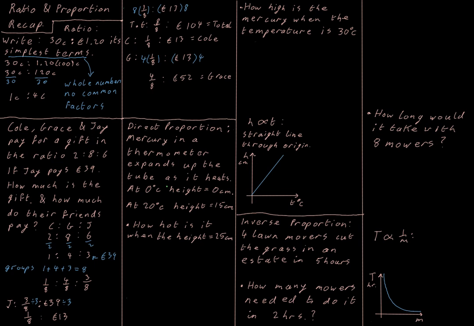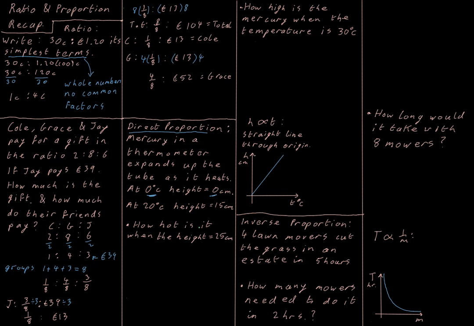Now, very importantly, this thermometer is set so that at 0 degrees Celsius, the height of the mercury in the thermometer is 0 centimeters. We must have that for direct proportion, and we're going to look at that in more detail in a minute. So this is very important for how we're doing this calculation and for direct proportion, that at 0 degrees, the height is 0 centimeters. Also, at 20 degrees, the height is 15 centimeters. And this gives us our relationship between degrees Celsius and the height of the mercury.